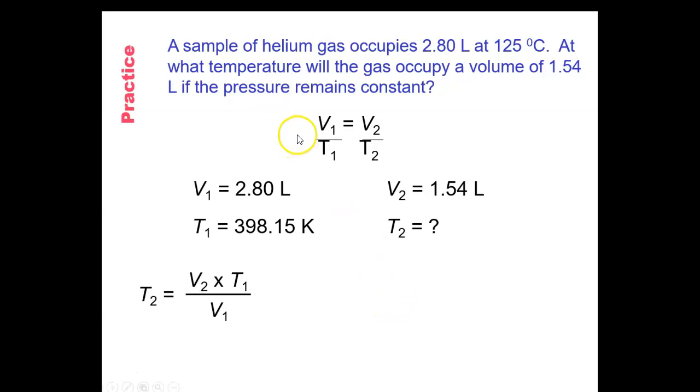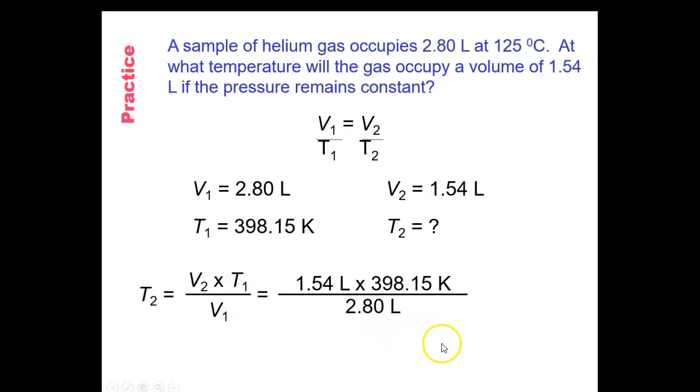I find to do this derivation, it's easier to start up here with T1 over V1 equals T2 over V2. Then all I have to do is a simple multiplication, and you've got your expression set up just like this. We then put numbers and units in, and we end up with the liters going away and get 219 Kelvin. If that's what we're asked for as Kelvin as an answer, then that's fine. Otherwise, we can subtract 273 and get negative 54 degrees Celsius.